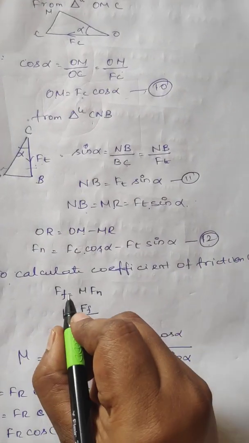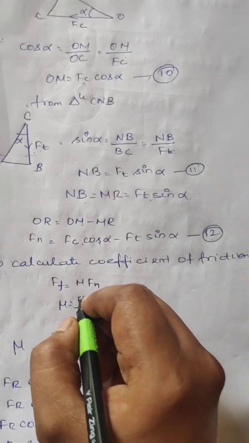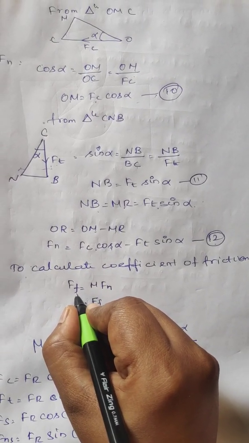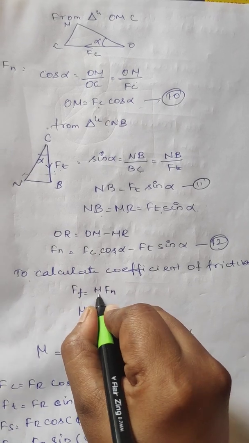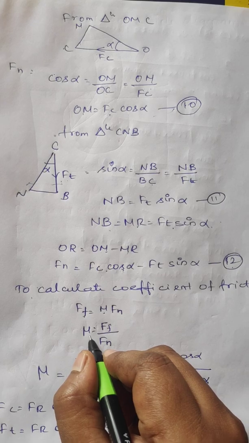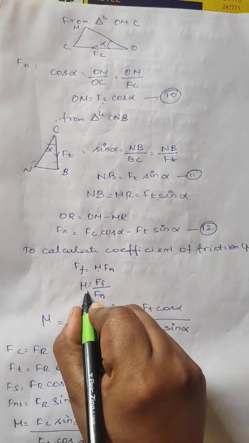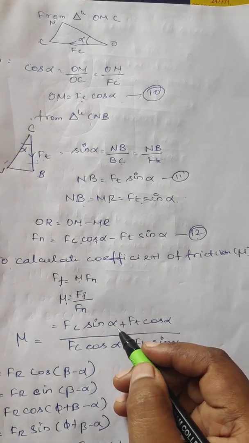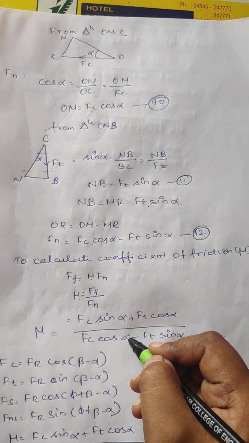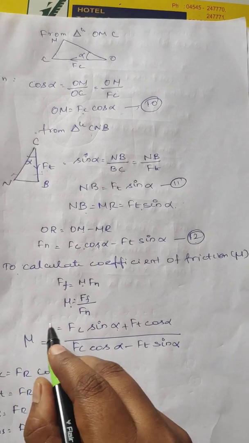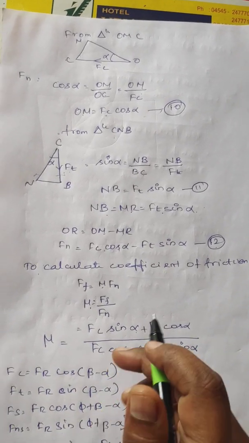Now we are going to calculate the coefficient of friction, that is mu. Previously we know frictional force is equal to the product of coefficient of friction and normal force. By rearranging, the coefficient of friction is frictional force by normal force. We know the values of frictional force and normal force, and by substituting them we get the final formulas to calculate the various forces acting.